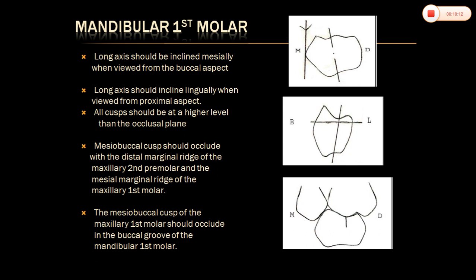Mesiobuccal cusp should occlude with the distal marginal ridge of the maxillary second premolar and mesial marginal ridge of the maxillary first molar. The mesiobuccal cusp of the maxillary first molar should occlude in the buccal groove of the mandibular first molar.